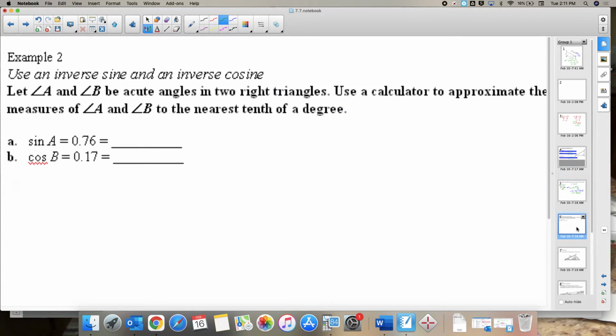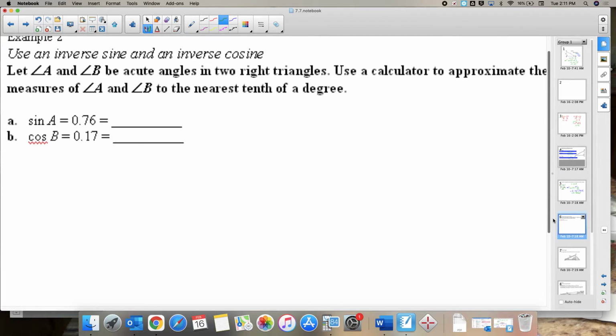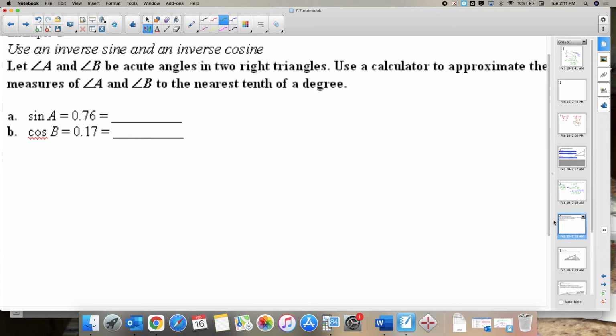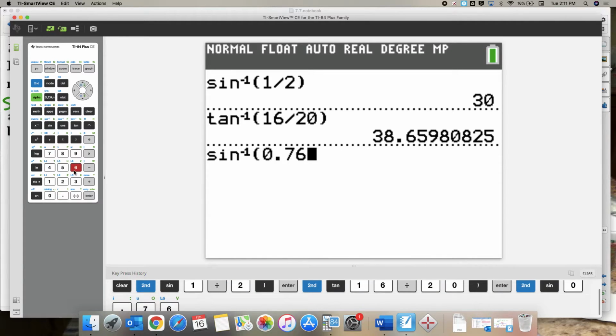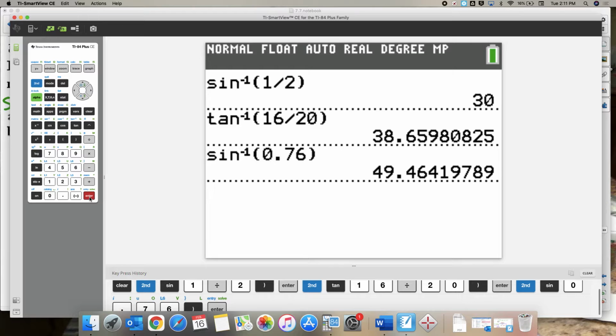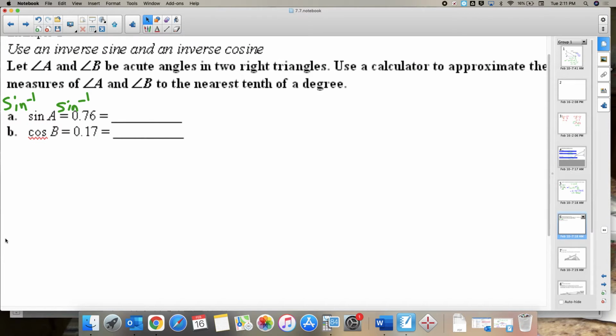Right. Looking at your next example there. It says let angle A and angle B be acute angles in two different right triangles. Use the calculator to approximate the measures of angle A and angle B. So this is just practicing using that calculator. We want to take, for the first one, the sine inverse of both sides. So we're going to take the sine inverse of 0.76, and we get 49.46 degrees.